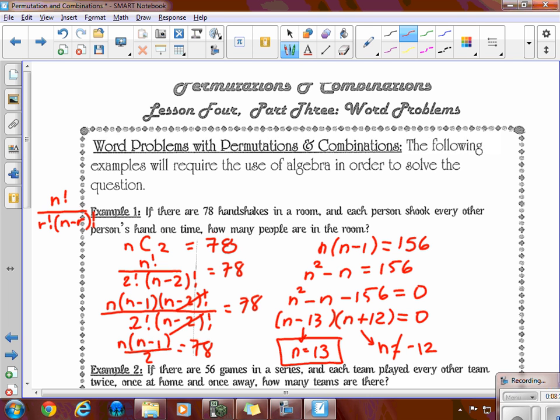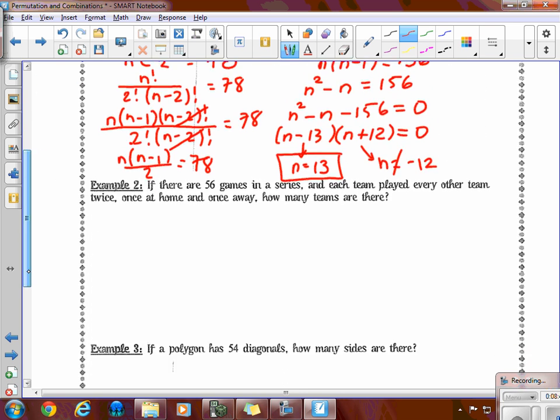So solving it algebraically, which you will be asked to do on checkpoints and strand exams, is important. Let's look at the next one.